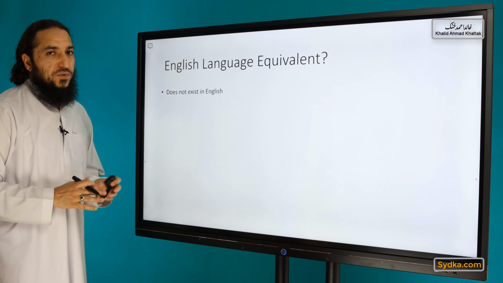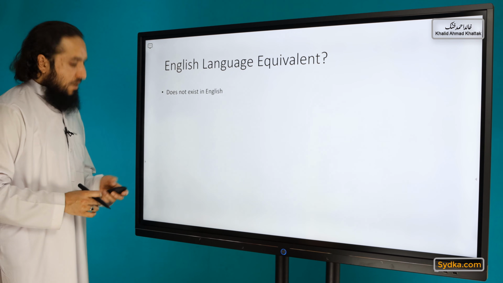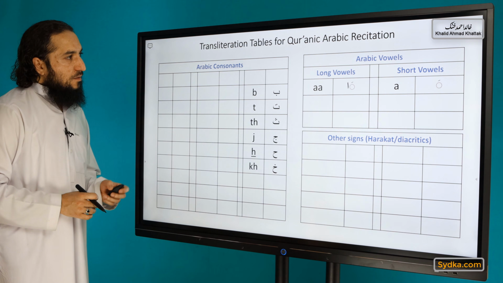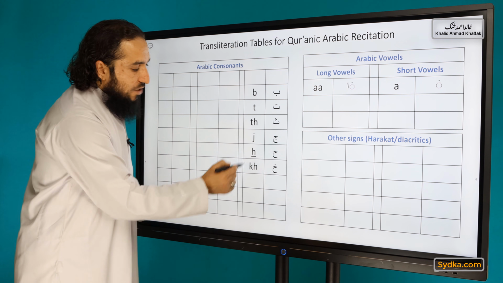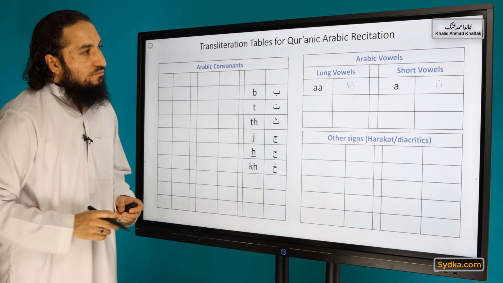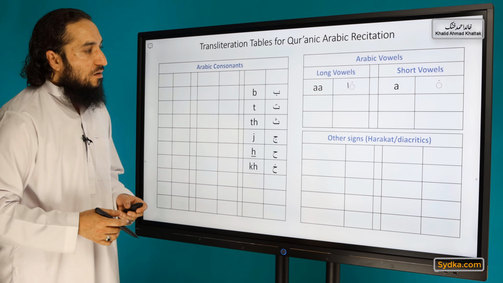It doesn't have an English equivalent. For transliteration purposes, we will be using KH to represent Kh in English.